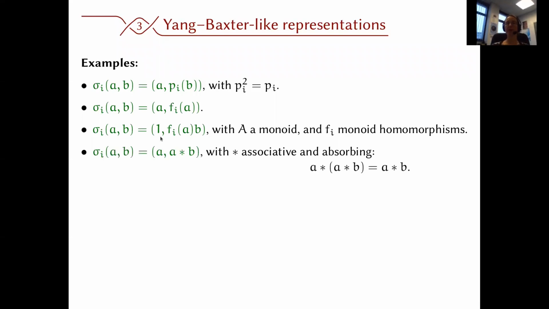It's also something natural. And the last one, to A and B, you can associate A and A times B, where times is an operation which should be associative and absorbing. You have this absorbing property. For example, you can take integers with the operation min or max. So we have a bunch of representations.